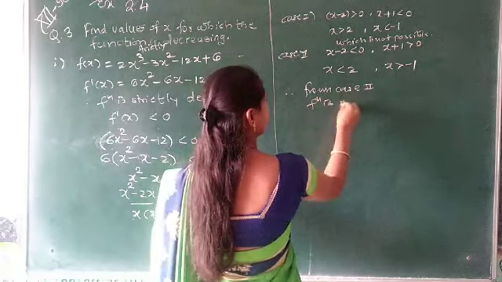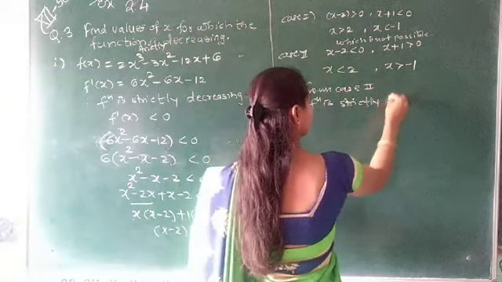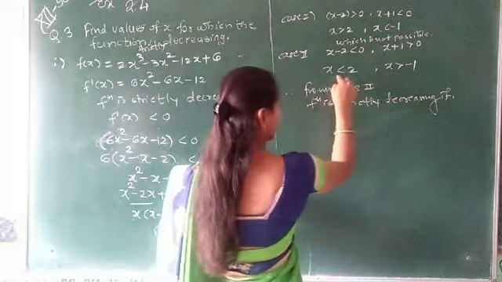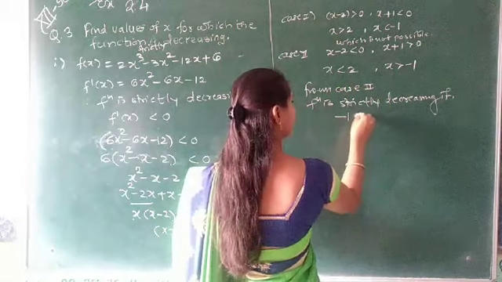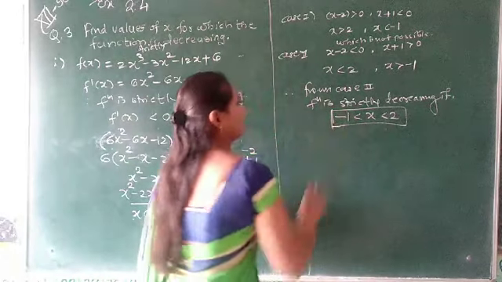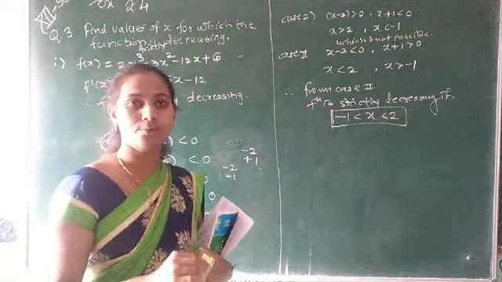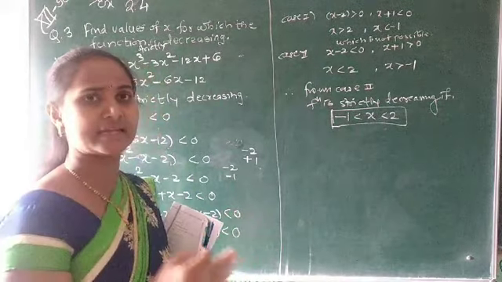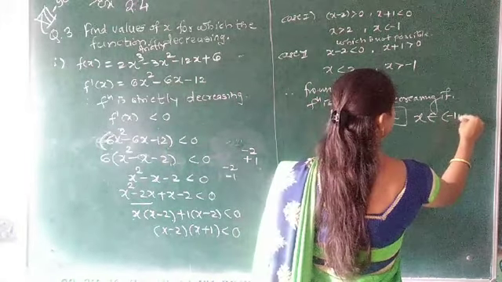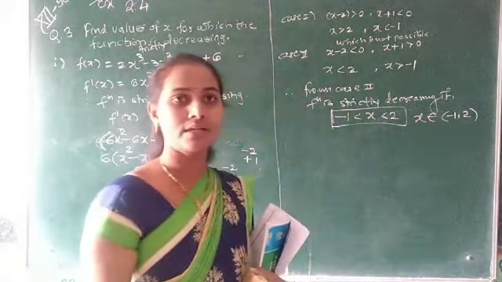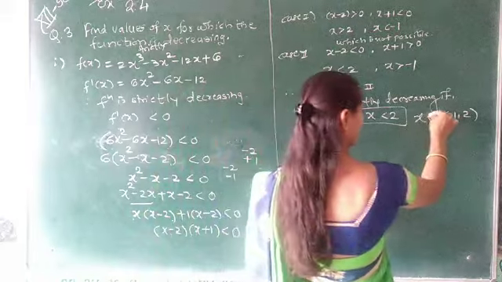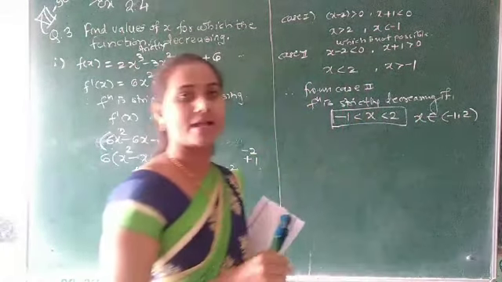a function is strictly decreasing if x less than 2 and x greater than minus 1. That means minus 1 less than x less than 2. This is the value of possible values of x. So x belongs to the open interval, you can also write this as minus 1 comma 2. Open interval means the boundary points are not considered. That means x takes the values in between minus 1 and 2.